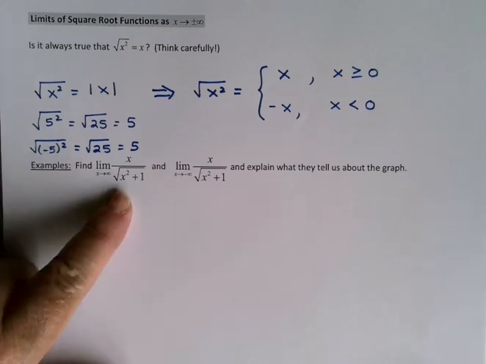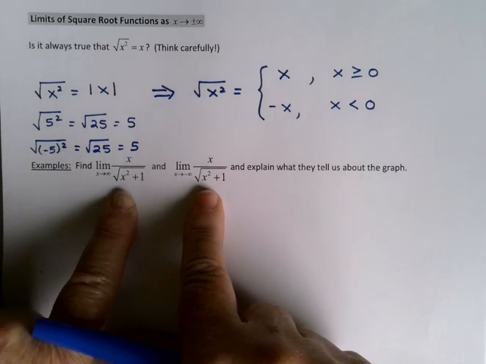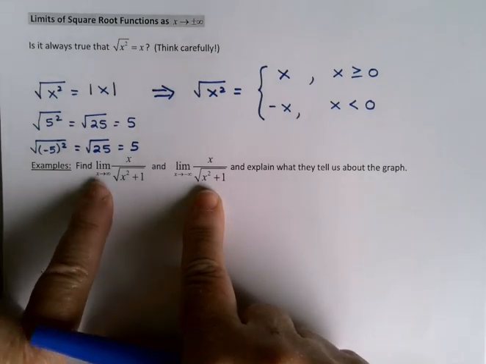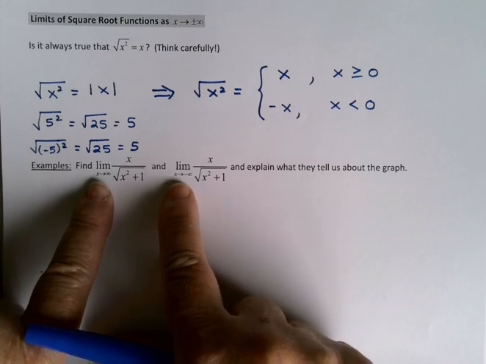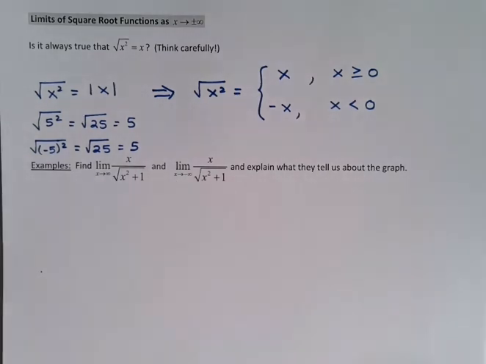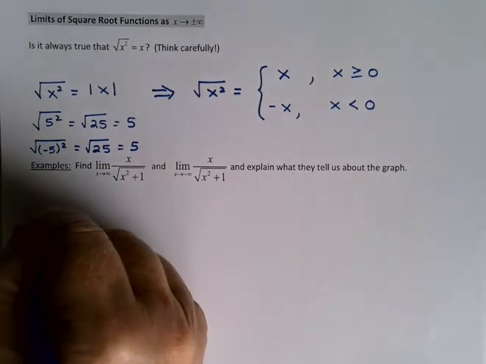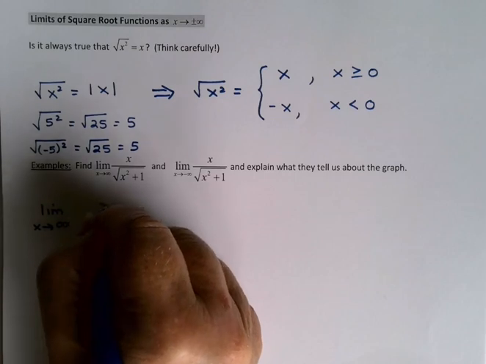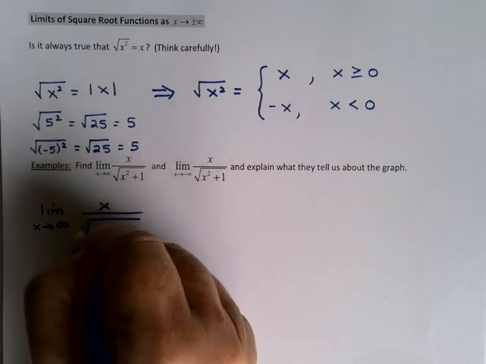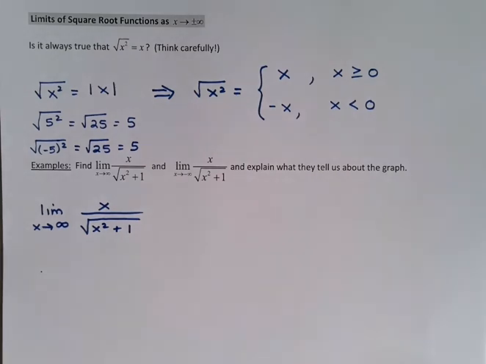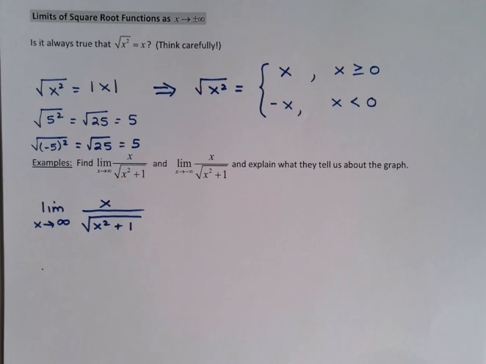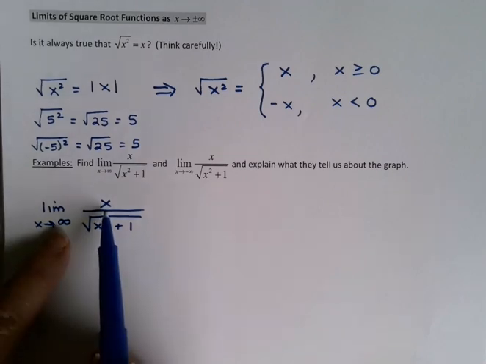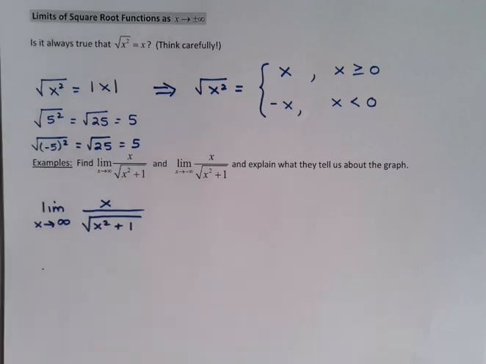So here we go. I've got the same function here, x over the square root of x squared plus 1, and I'd like to evaluate the limit once as x goes to positive infinity and once as x goes to negative infinity. So let's take a look. Maybe I won't write it out this time. I want to make sure I save myself enough space. But just mentally, you can see that the top is going to become infinitely large, and so is the bottom. So this is an infinity over infinity indeterminate form.